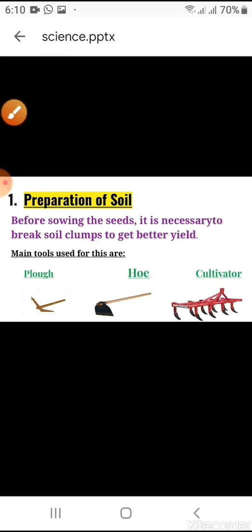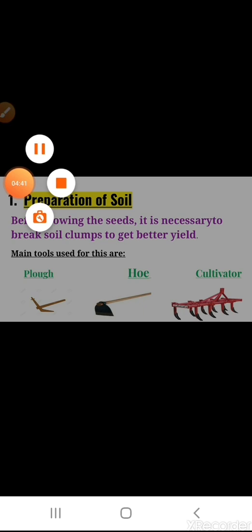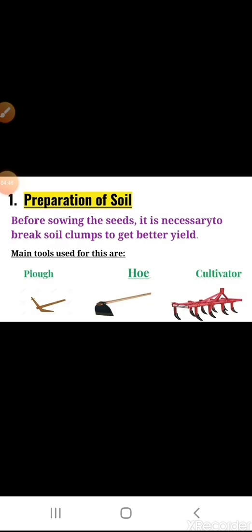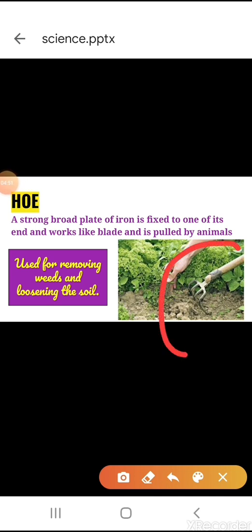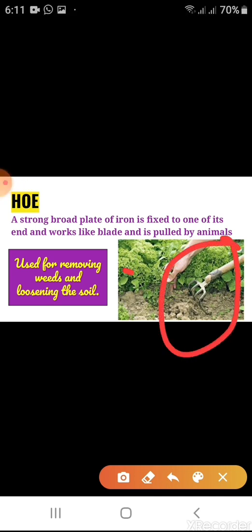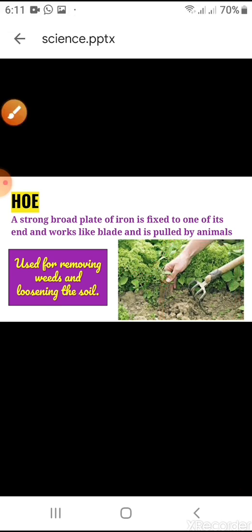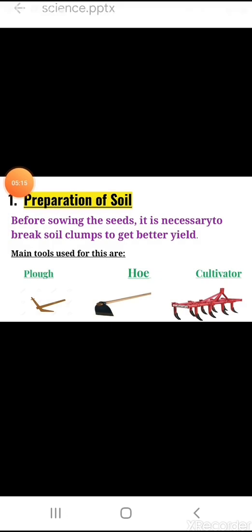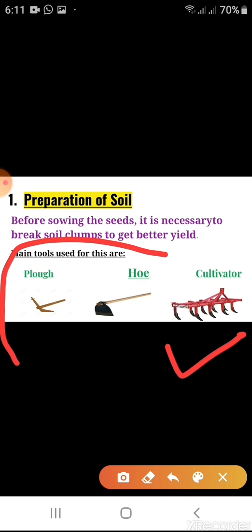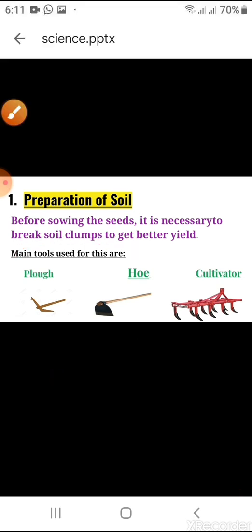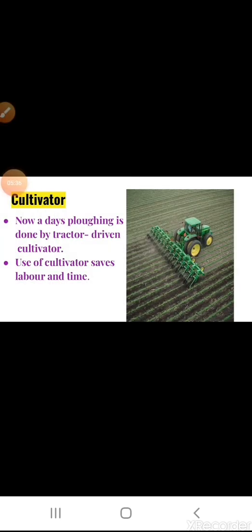What is plow? Plow is basically made up of wood and is drawn by a pair of bulls and other animals. Children, this is the plow share, and this long wooden part is the plow shaft.